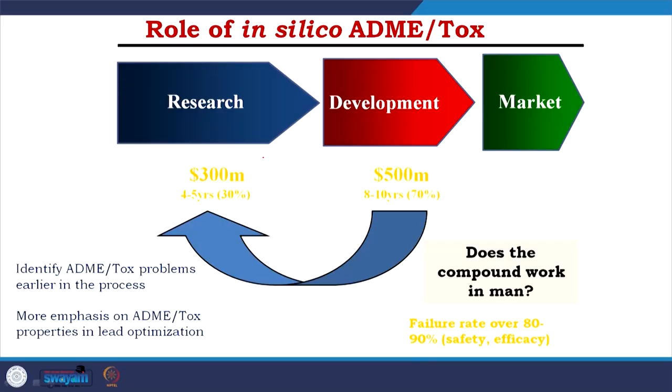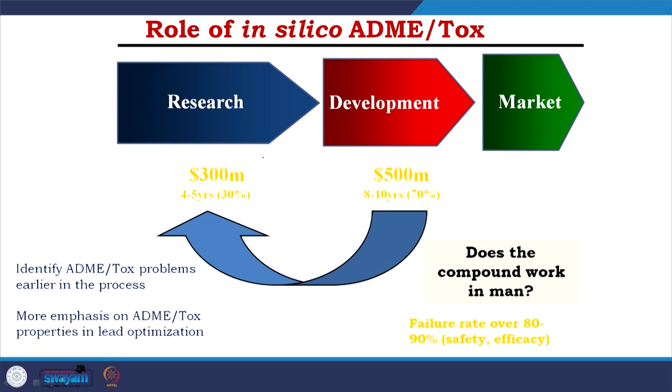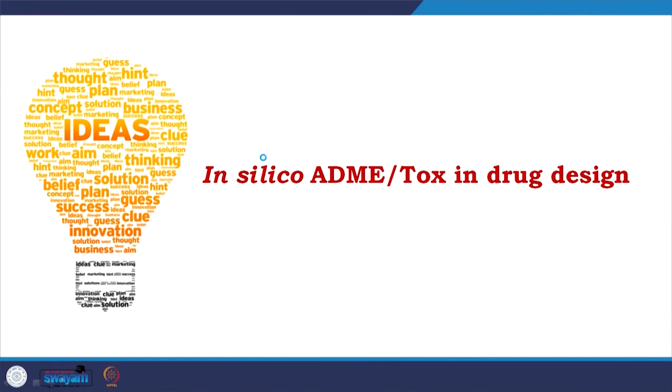And that's where we have new thoughts. As I continuously talk about, the major principle of improving drug discovery is replacing processes using computation. Replace experiment, use computer. So, the possibility which we are exploring here is to identify ADMETox problems earlier in the process, with more emphasis on ADMETox properties in lead optimization. If we do something at the research level, it would help us save this money. So, overall, looking at the definition of a good drug, the critical role of ADMETox in the system, and the need to reduce time as well as cost, the idea comes: is it possible that we can develop in silico ADMETox and introduce it in drug designing?